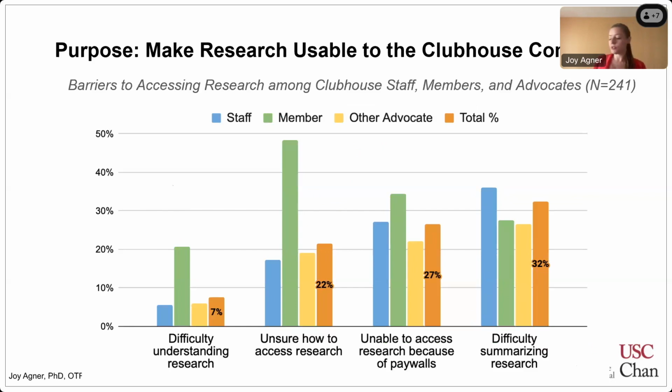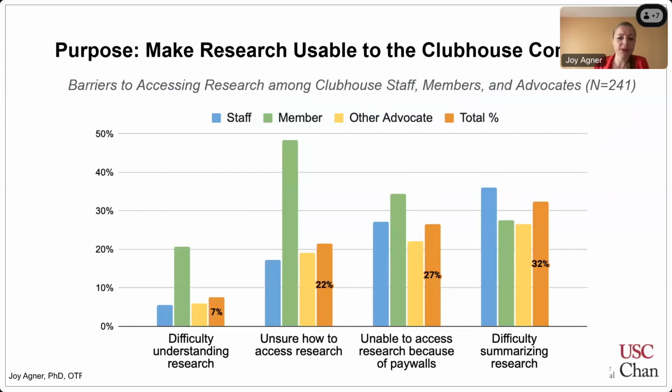Some of the challenges that they've reported accessing research, it differs by group, but there were challenges reported for the majority of the participants who've accessed the Clubhouse Impact Report. So when you look at these bars, the green is members, the yellow is other advocates, the blue is staff, and then there's an average total on the far right.